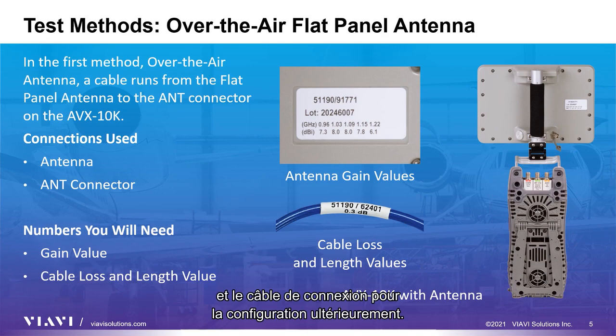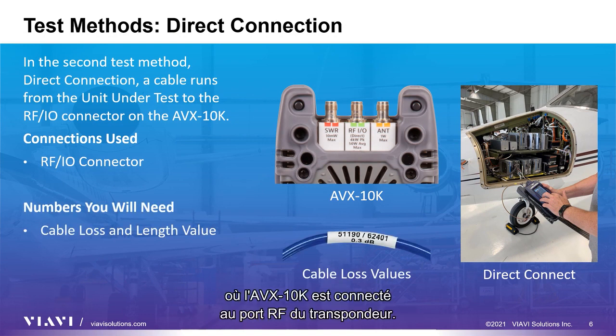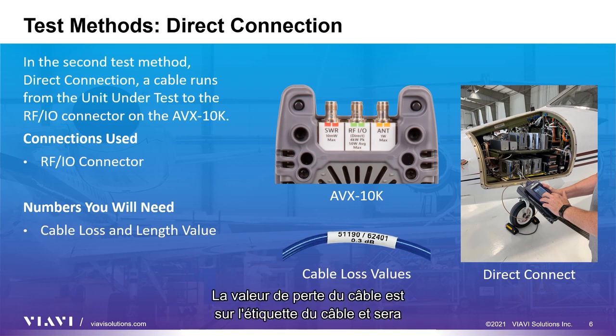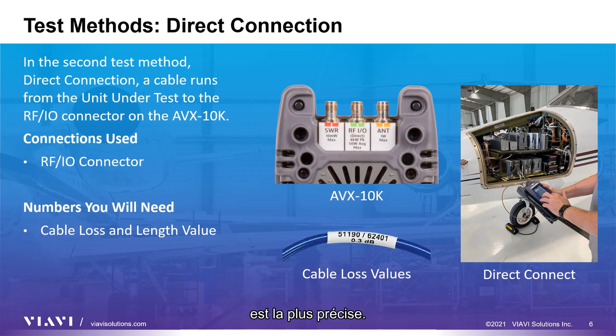The second test method is the direct connect type, RFIO, where the AVX-10K is directly connected to the RF port on the transponder. The cable from the unit under test is attached to the RFIO connector port on the AVX-10K. Loss value for the cable used can be found on the cable label and will be used later in the setup. If you don't have a cable loss value, the AVX-10K will automatically enter a loss based on the length of the cable. Ideally, the measured loss value noted on the cable is the most accurate.